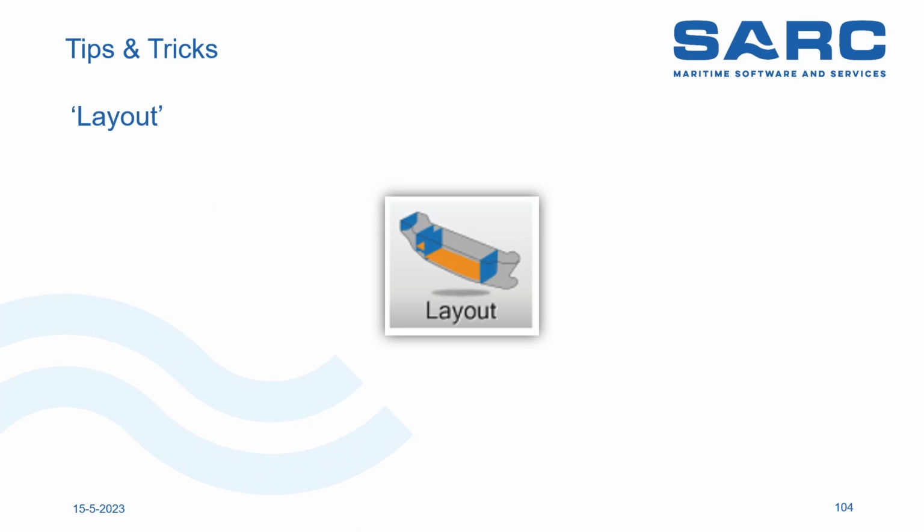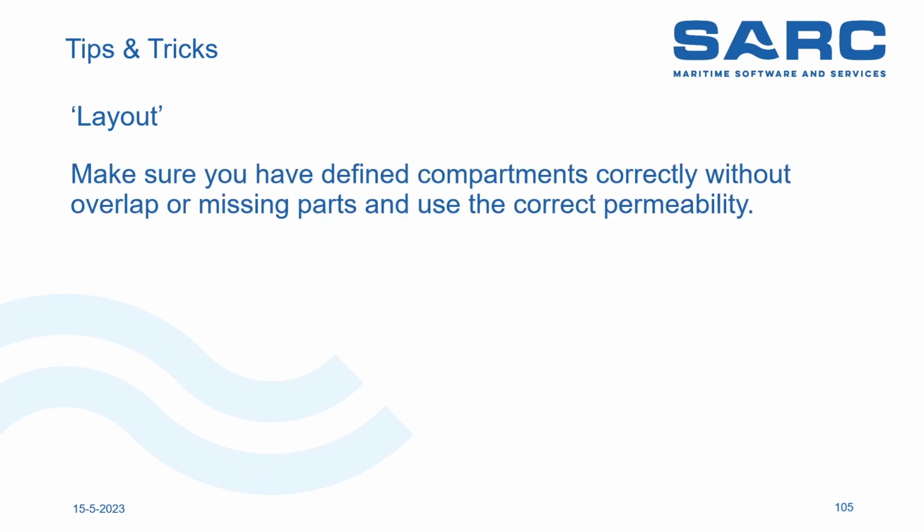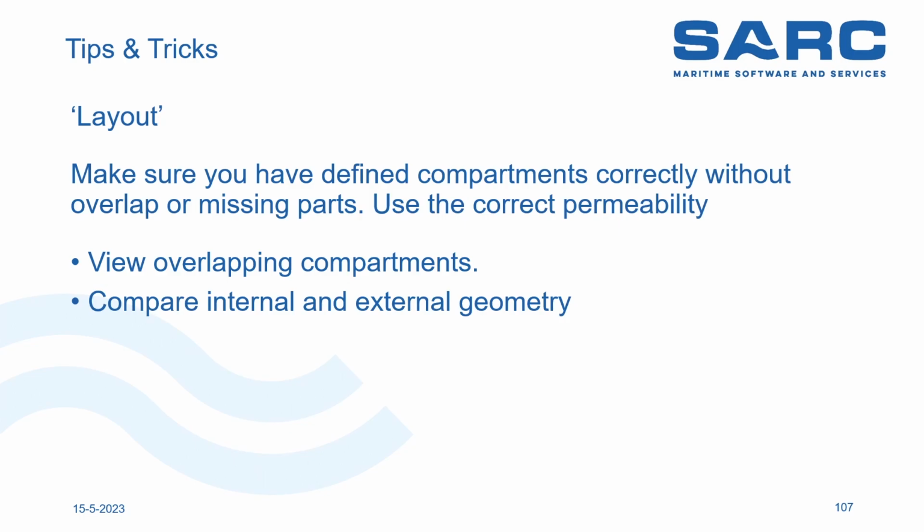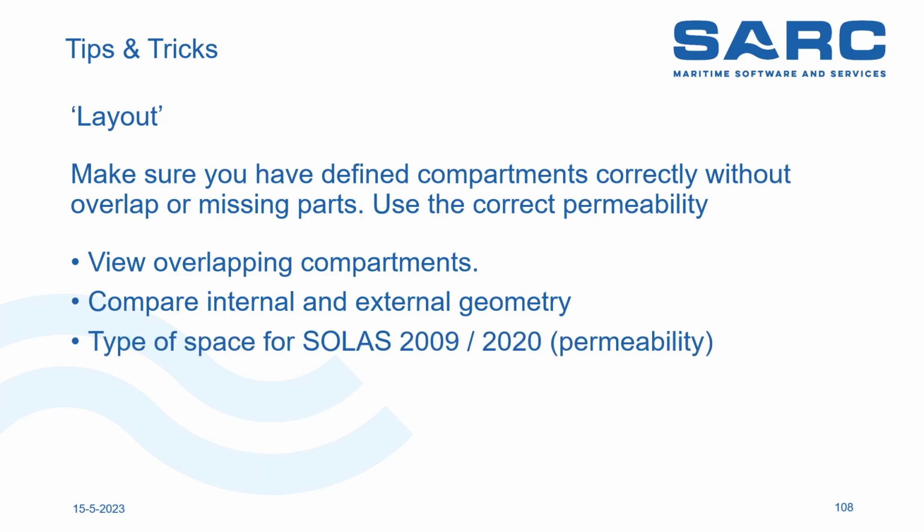Any questions regarding the hull def part? Then I would like to continue with layout. Again, open door, but make sure you have defined compartments correctly without overlap or missing parts and a correct use of the permeability. I'm going to show you how to view overlapping compartments, compare the internal and external geometry, and how to select the type of space for cellars.